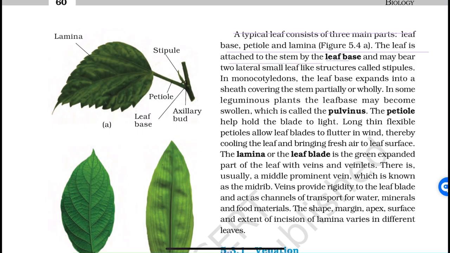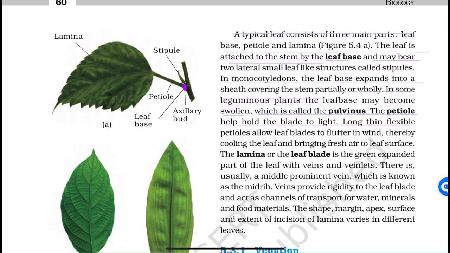This is the leaf base, and it may bear two lateral small leaf-like structures called stipules. In monocotyledons, the leaf base expands into a sheath covering the stem partially or wholly. In some leguminous plants, the leaf base may become swollen, which is called the pulvinus. The petiole helps hold the blade to light.